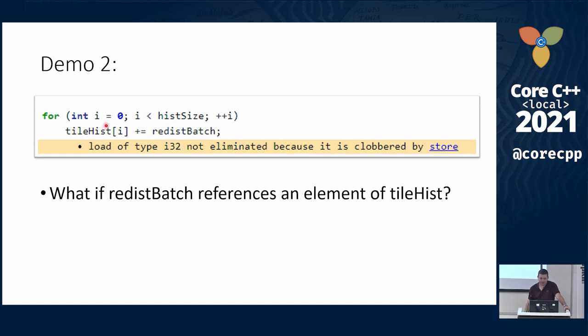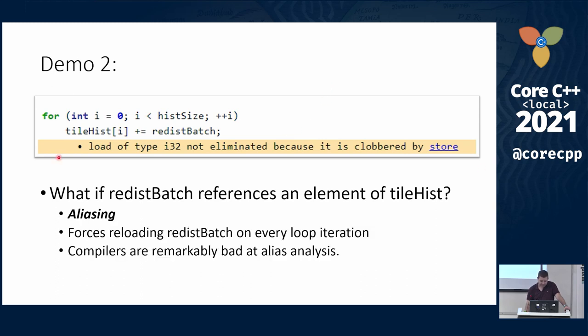To accommodate such a case, I, the compiler, really have to refetch Redist batch from memory every single iteration. This is called aliasing, and it is a big deal. I was amazed to see how often this happens, and in cases which a human eye might classify as ridiculous.